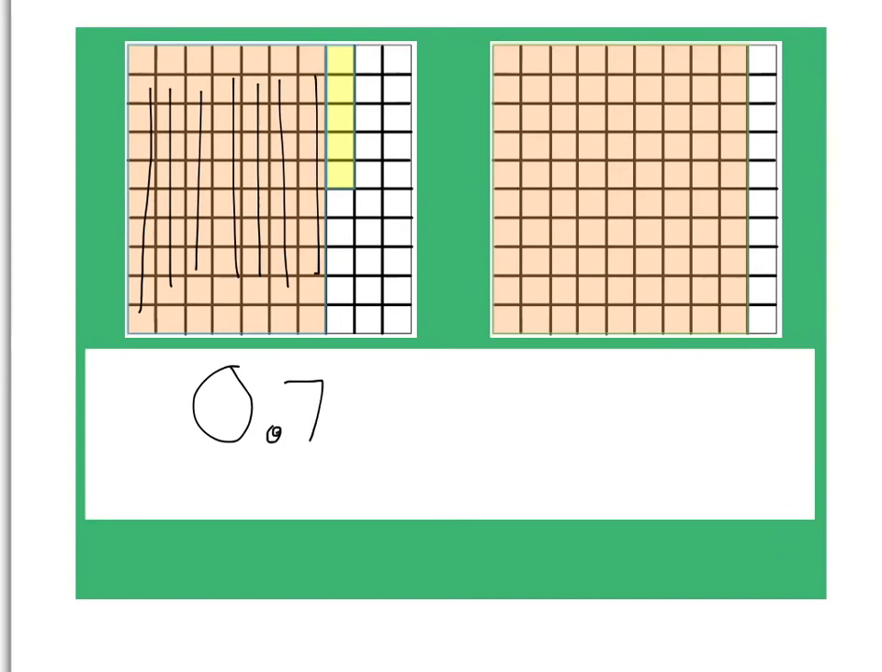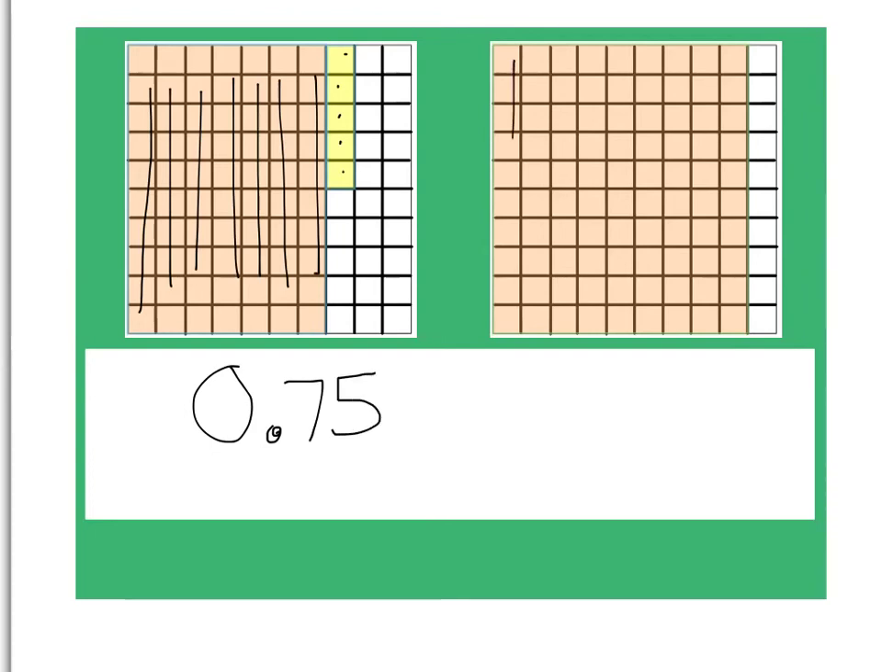Alright, so let's look at these two. First, let's decide what these decimals are written out. So I'm noticing that there are 1, 2, 3, 4, 5, 6, 7 tenths. So I could write 7 in the tenths place. And I have 1, 2, 3, 4, 5 hundredths. So I could write 5 in the hundredths place.